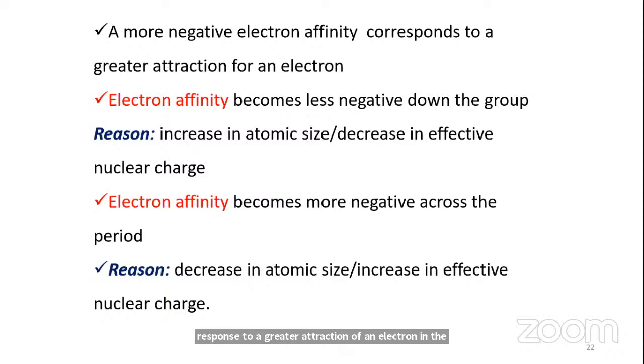Now, electron affinity becomes less negative as we go down the group. So electron affinity becomes less negative as we go down the group. So less energy is released when you have the formation of the ion as we go down the group, while it becomes more negative as you go across the period.